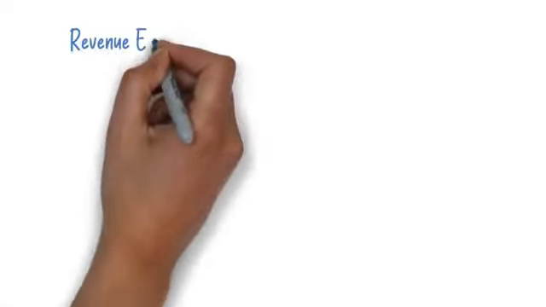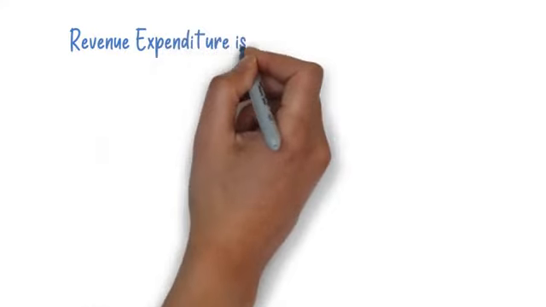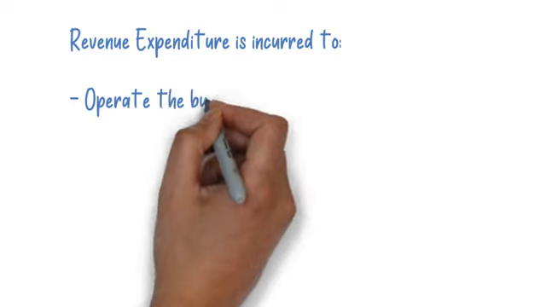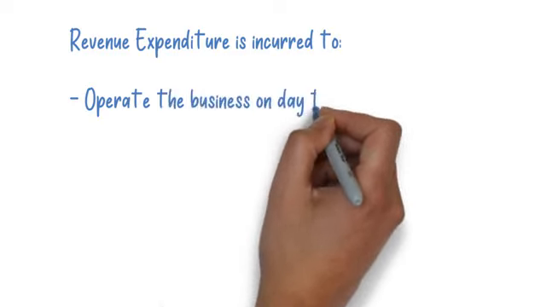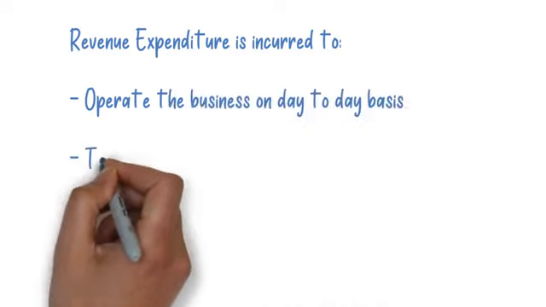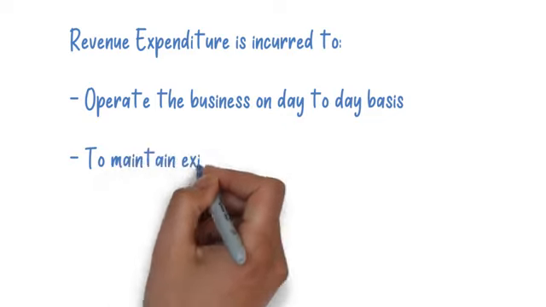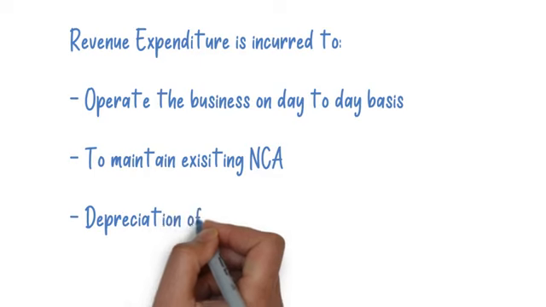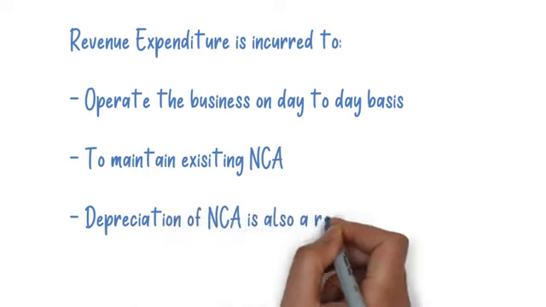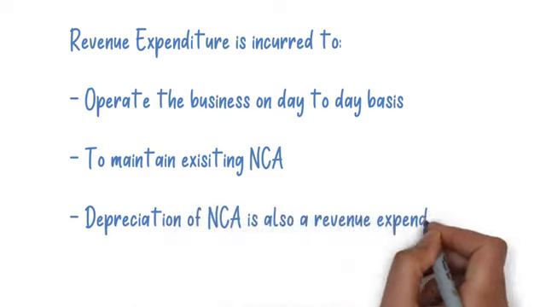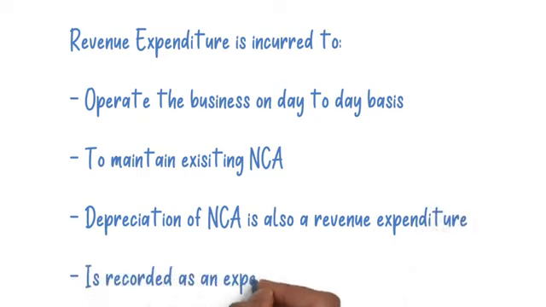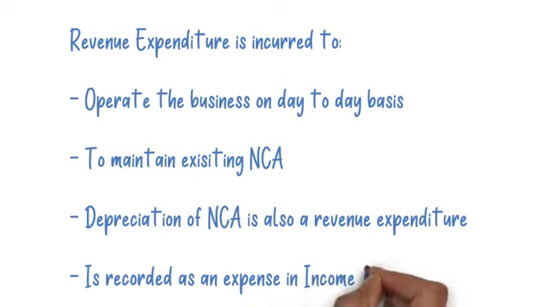Revenue expenditure is any expenditure incurred to operate the business on day-to-day basis. Means day-to-day running expenses such as rent, electricity, these are all revenue expenditure. Or any expenditure to maintain an existing asset. For example, if we are getting service or tuning for our motor vehicle, this is basically a revenue expenditure. Or any expenditure such as depreciation of the motor vehicle.